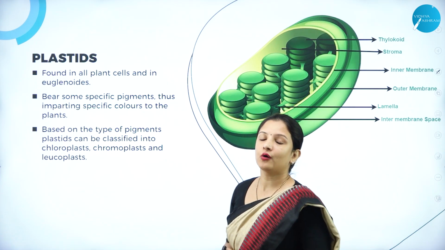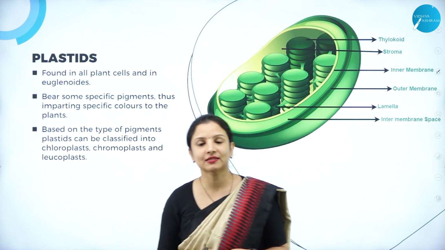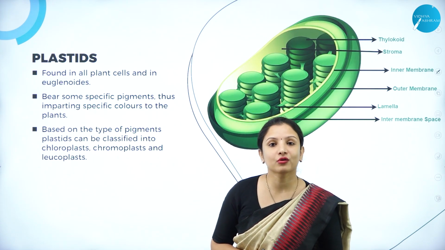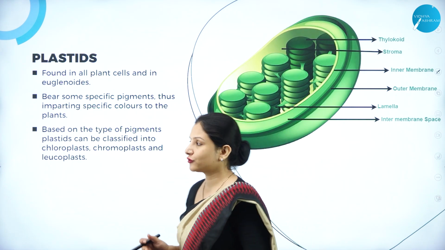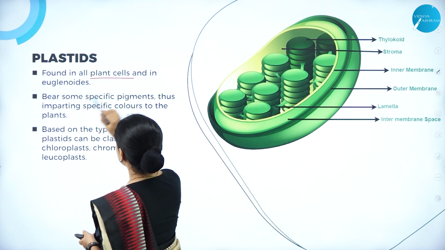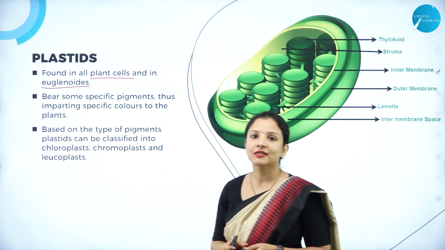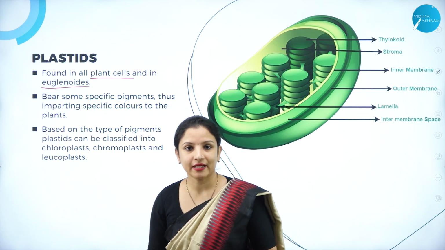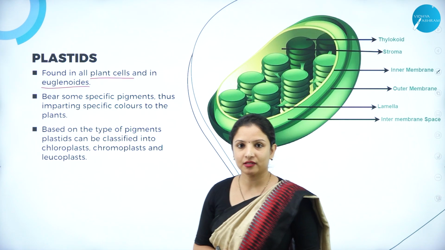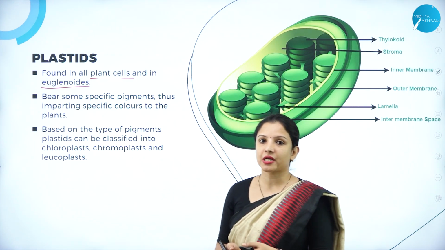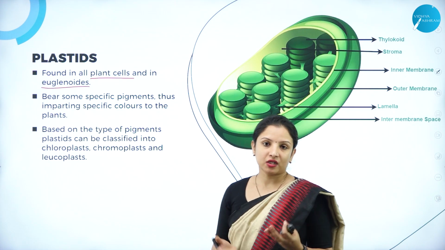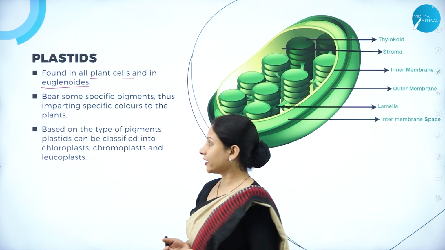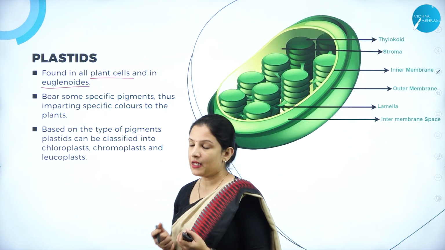So plastids are found in almost all the plant cells as well as in euglenoids because they are the ones which contain the chlorophyll pigments that are necessary for photosynthesis. So you find them in plant cells as well as in euglenoids. Euglenoids are organisms which come under the protists, right? You have learnt about that in the Animal Kingdom chapter, wherein they have a covering which is called pellicle. That is one of the major peculiar characteristics of that organism. And in euglenoids also you tend to find plastids.